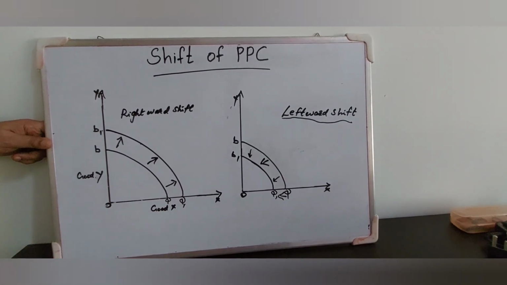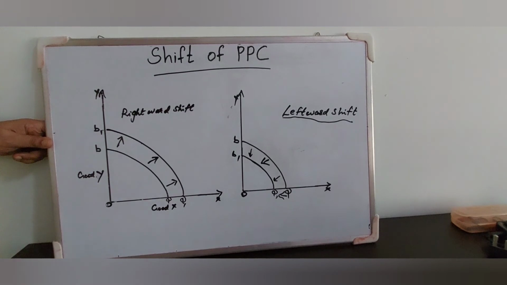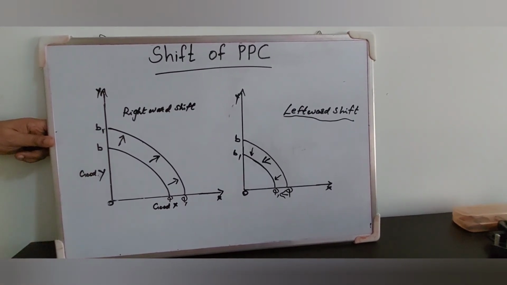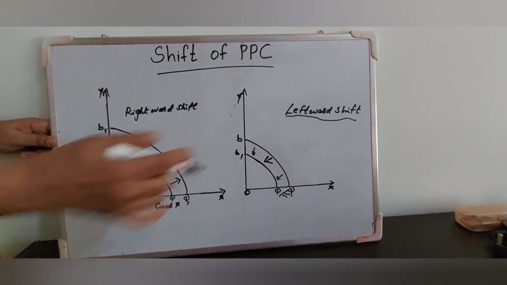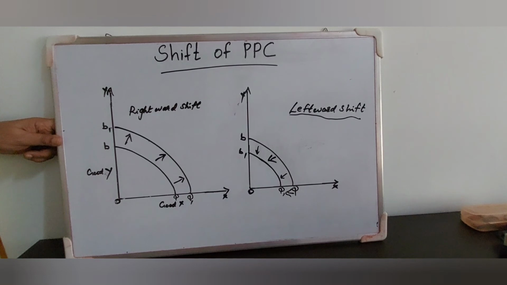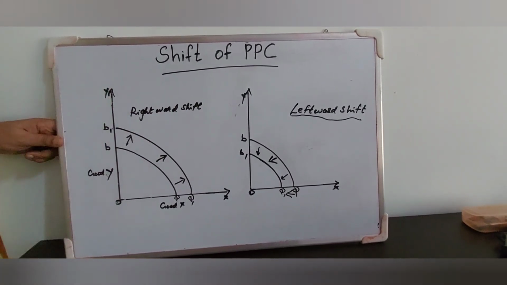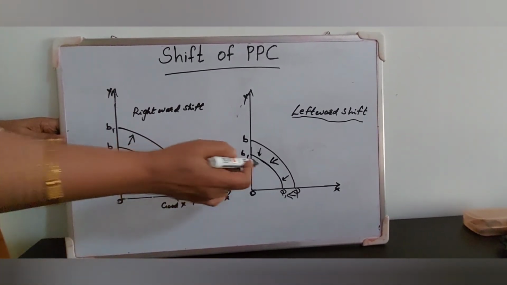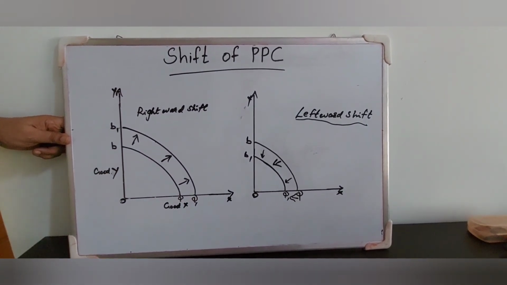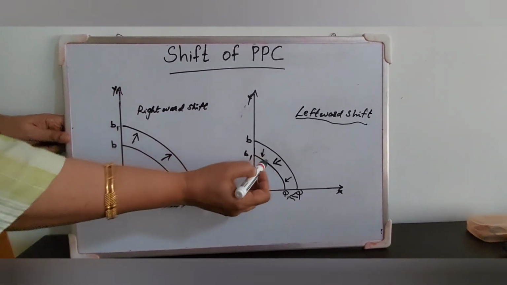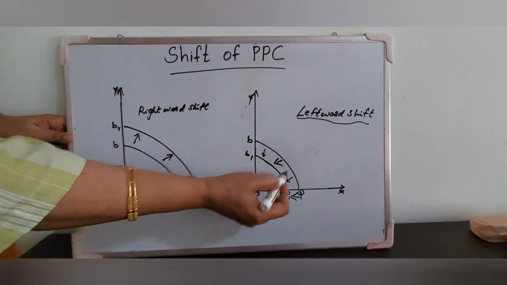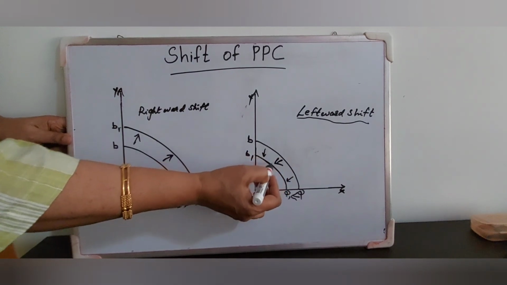Less goods only. The main reason can be natural calamities like flood, epidemics. We have seen during the time of corona crisis what happened. So it can be epidemics, it can be flood, it can be an earthquake or unemployment of any of the resources given. So because of that, less of both the goods are produced, which means PPC shifts leftward.